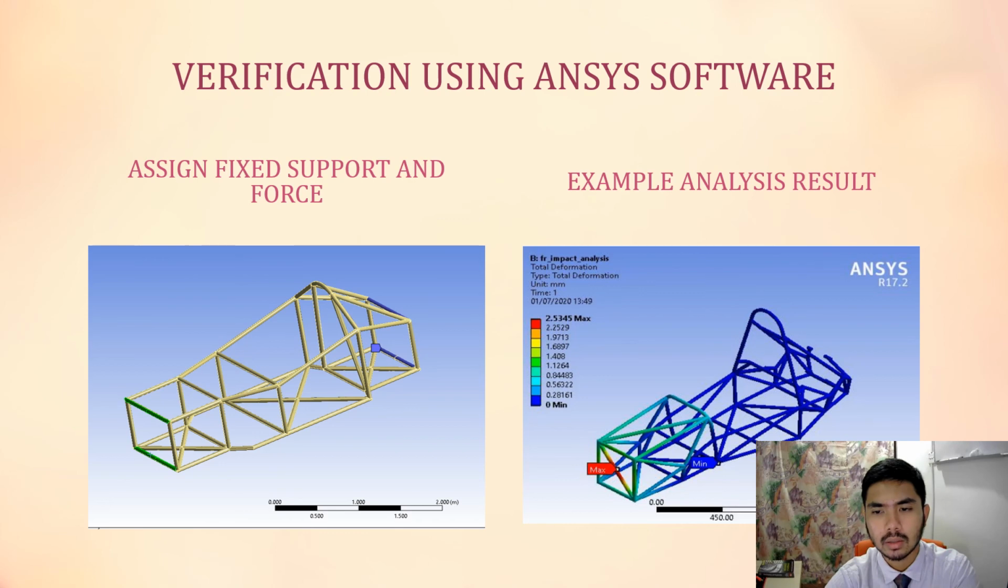So at the right side, I'll show the example analysis result that is supposed to come out. As we are making a frontal impact analysis, we will show the different result at the front. As we see, we can see the red color and green color, and from that we are able to know whether the chassis is in safe condition or not when the force is applied.